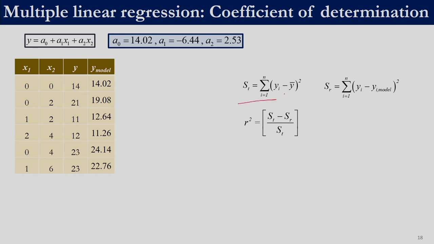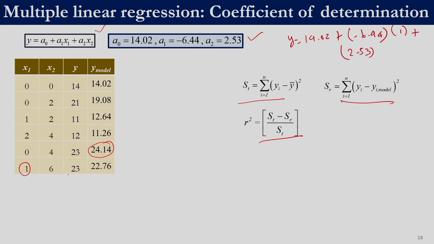Right, so these three definitions we already know. We know the model over here, the model coefficients over here, and the model is given over here. So now from the model, from these values, we can calculate these values. For example, this 24.14: y is equal to a naught, which is 14.02, plus a 1, which is -6.44, into x 1. X 1 in this case happens to be 1, plus a 2, that is 2.53, into x 2. So x 2 is 6. So if we calculate these values, we will get 22.76.